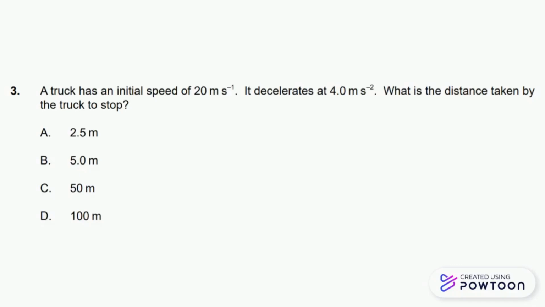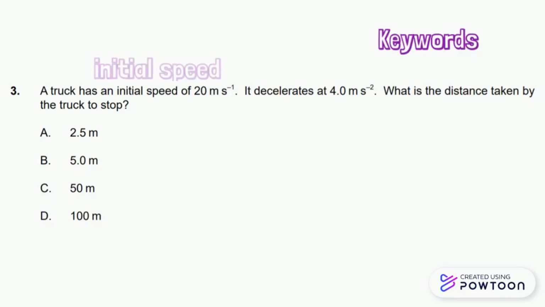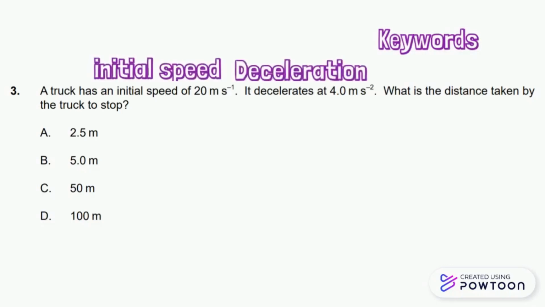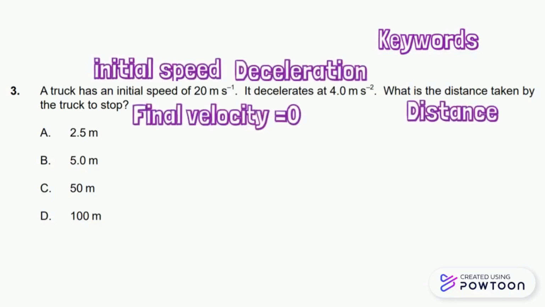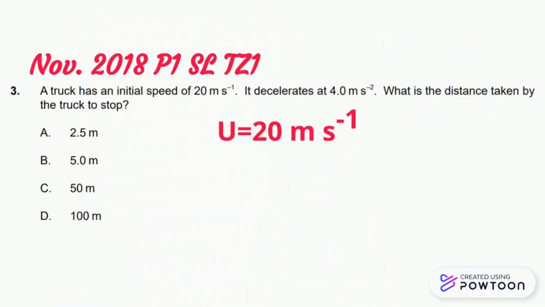As usual, we have our own keywords in each question. Now we have initial speed, deceleration, and distance, and final velocity, which is 0. U, which is initial velocity, is 20 m s^-1. Acceleration, symbolized by a, is 4 m s^-2. And final velocity is 0.